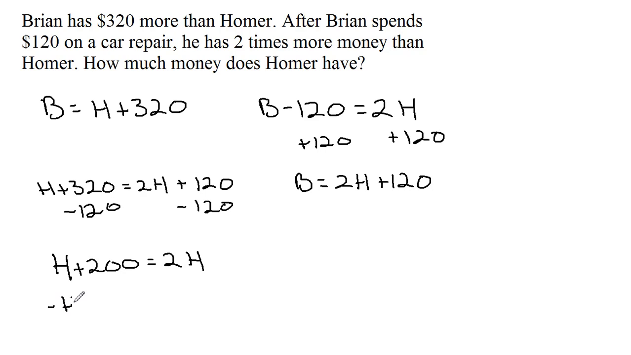Now we'll subtract h from both sides, which leaves us with 200 equals h. So Homer has $200.